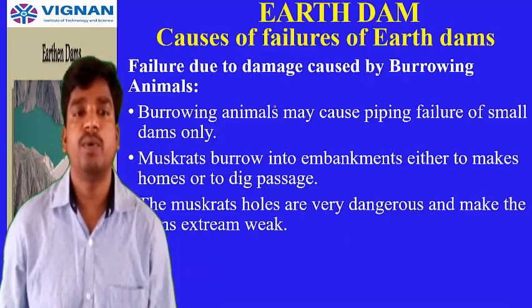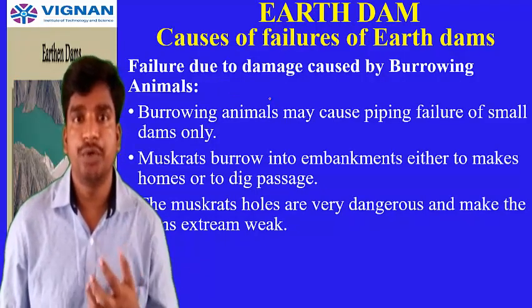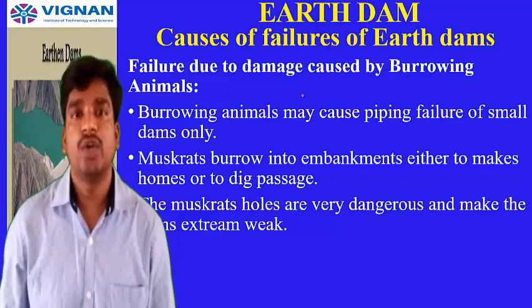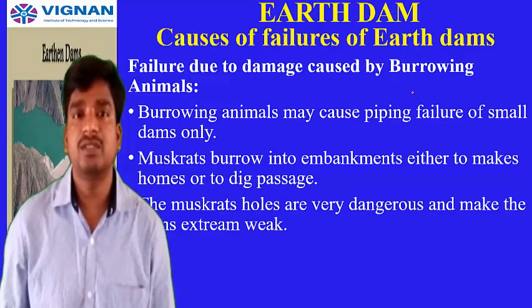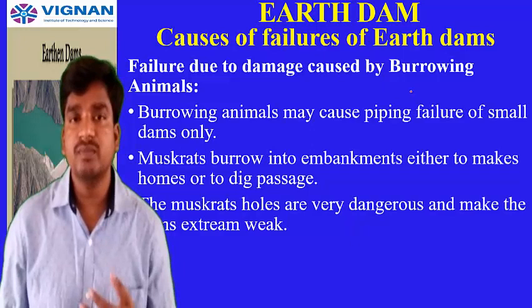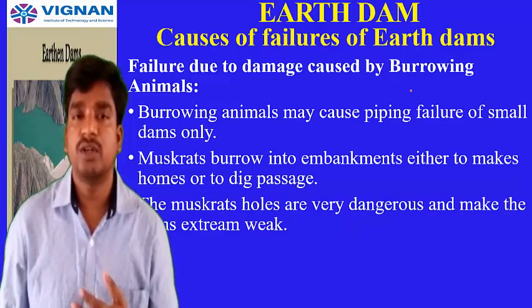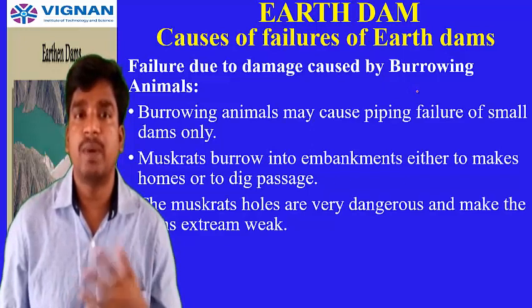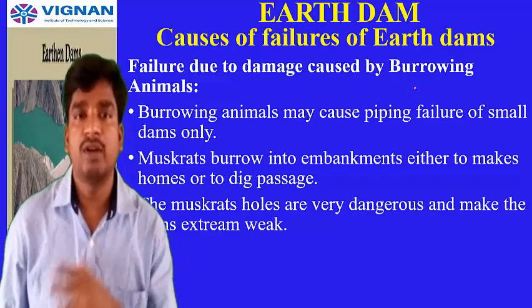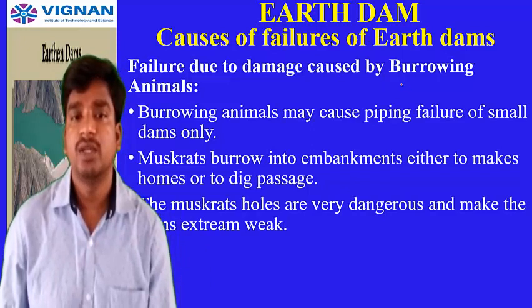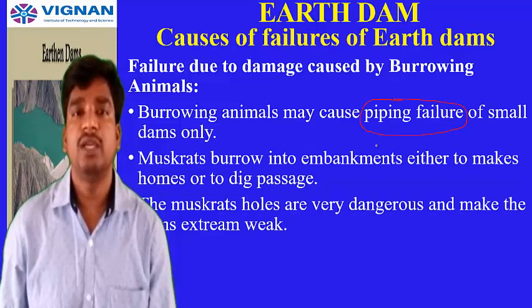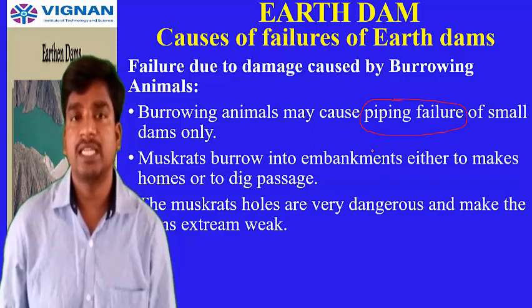Now, the next important point is failure due to damage caused by burrowing animals. These burrowing animals try to dig holes to create a home, or to pass from one place to another, or from one river to another river. These burrowing pits caused by animals like muskrats may cause piping failure, which we have seen in the beginning, like seepage failures.